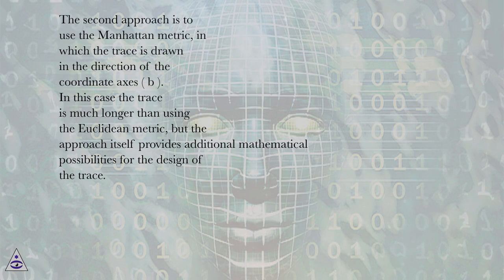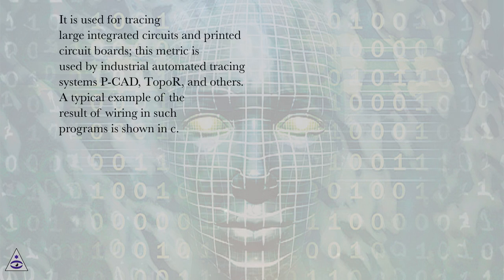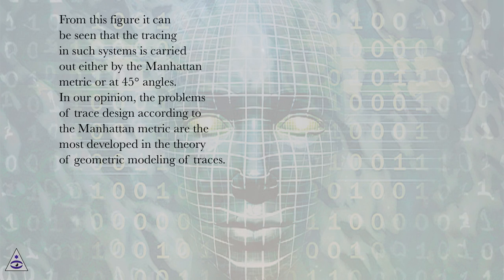The second approach is to use the Manhattan metric, in which the trace is drawn in the direction of the coordinate axes, B. In this case the trace is much longer than using the Euclidean metric, but the approach itself provides additional mathematical possibilities for the design of the trace. It is used for tracing large integrated circuits and printed circuit boards. This metric is used by industrial automated tracing systems PCAD, and others. A typical example of the result of wiring in such programs is shown in C. From this figure it can be seen that the tracing in such systems is carried out either by the Manhattan metric or at 45 degree angles.